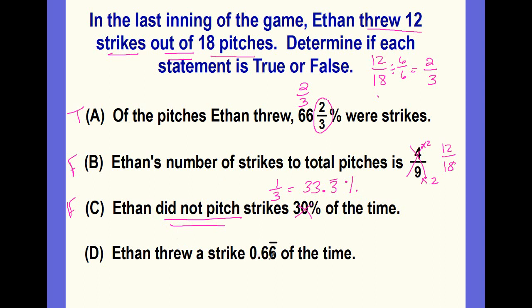And Ethan threw a strike for 0.66 repeating of the time. Well, 2/3 we do know is double the 1/3. So instead of repeating threes, it's going to be repeating sixes. So this one is a true statement. Okay, nice job.